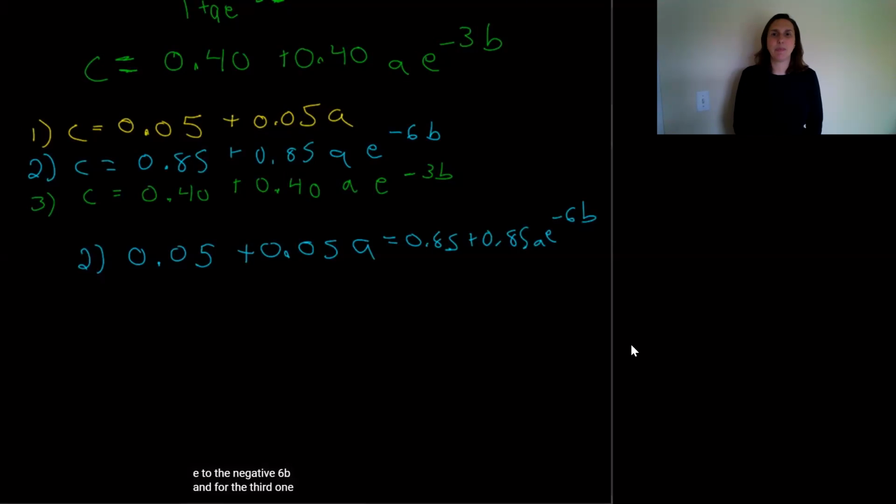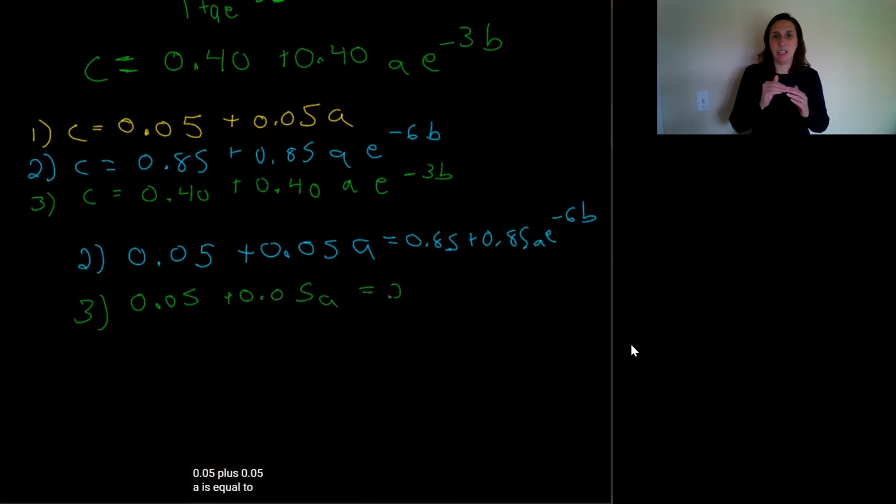And for the third one, whoops, I have to replace my c first, sorry about that. I'm replacing c, I went right to the equal sign, with 0.05 plus 0.05a is equal to 0.40 plus 0.40a e to the negative 3b.